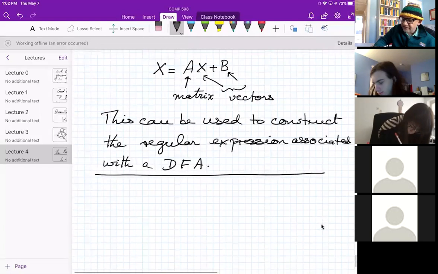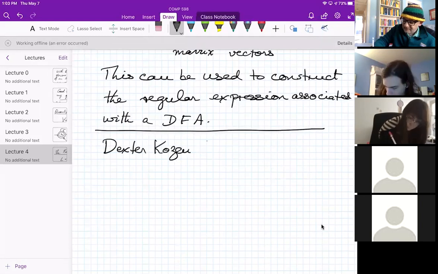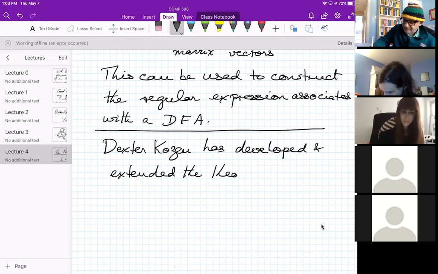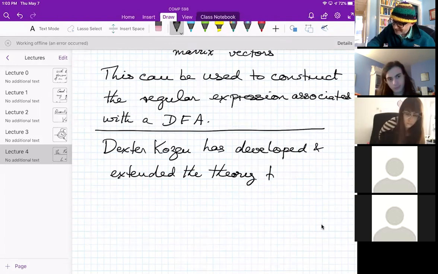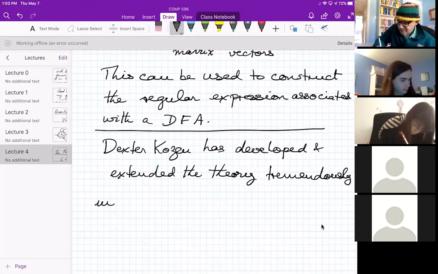So Dexter Kozen didn't invent Kleene algebras, but he has developed the theory tremendously and extended the theory tremendously, including probabilistic extensions.